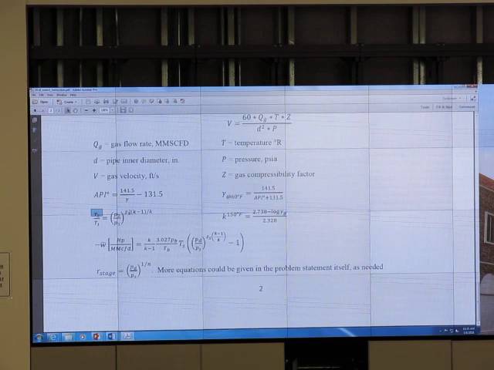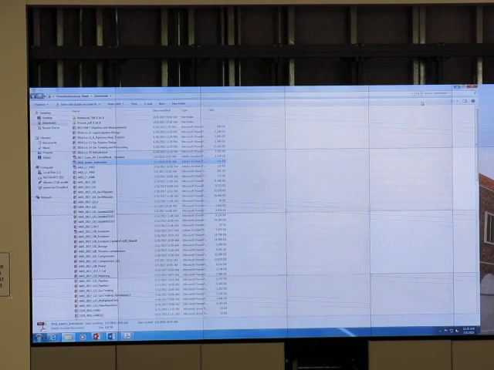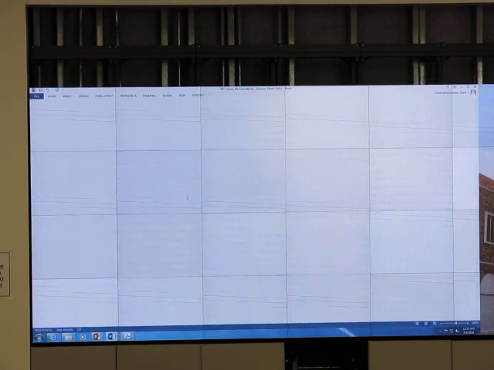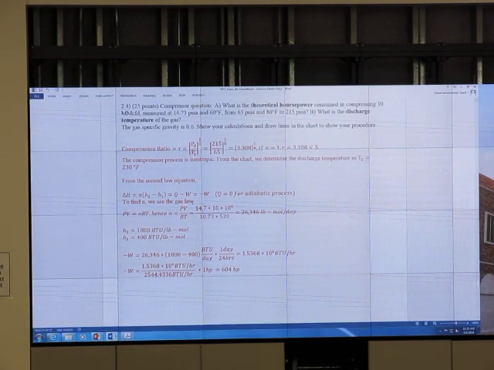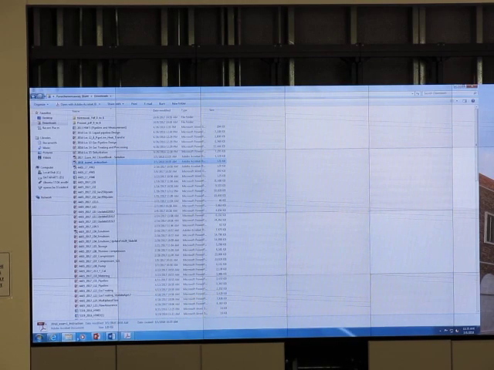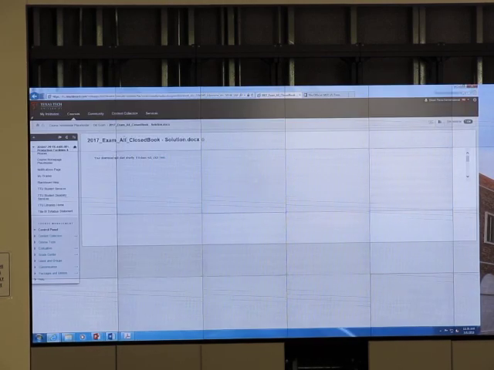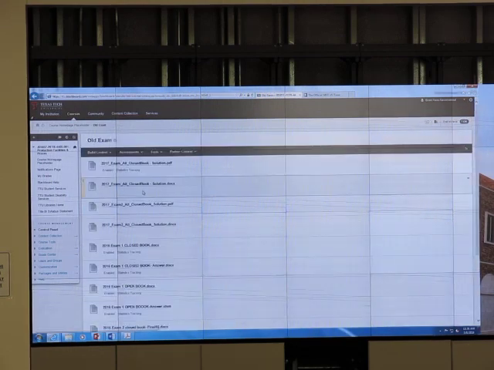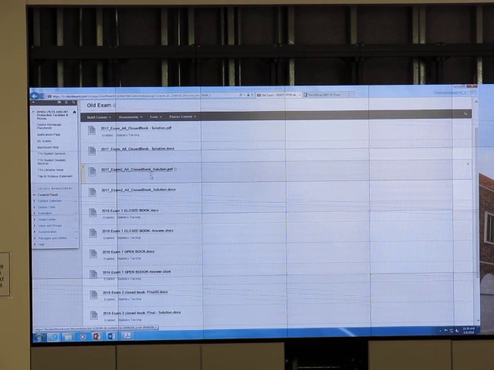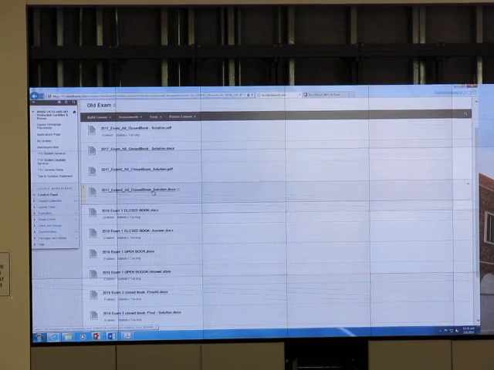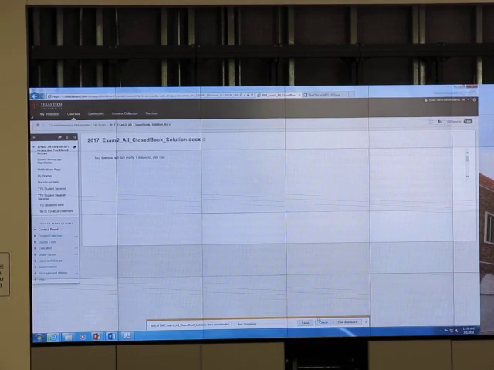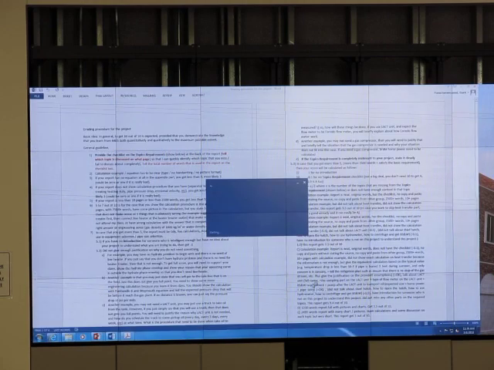Good? Yes, Rohan. Could you go over the first workout problem, 2017 exam 2? That's a gas compressor question. You mean this one? 2017 exam 2. Do you think I may repeat that? It's a gas compressor question. Exam 2. Okay. 2017 exam 2. Let's take a look at it.